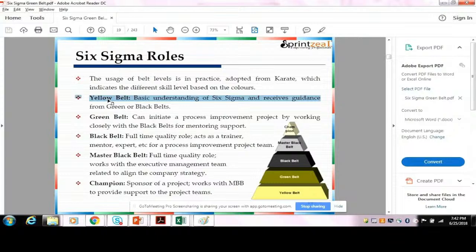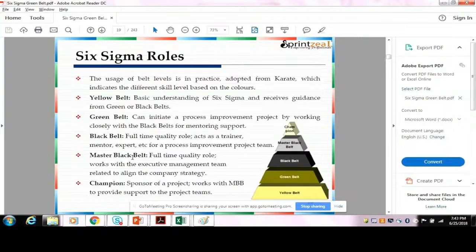Bill Smith was a great follower of karate. So when he came out with this methodology, he wanted to utilize the concept of belts that they have in karate in Six Sigma. That's the reason why he came out with the concept of yellow belt, green belt, black belt, and then he made a master black belt.